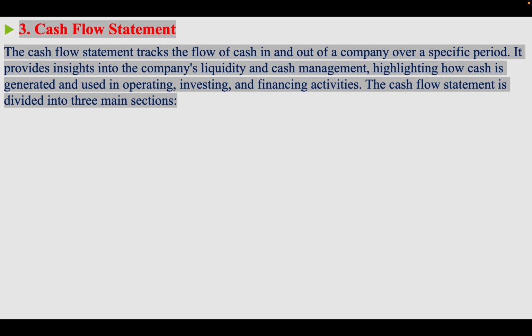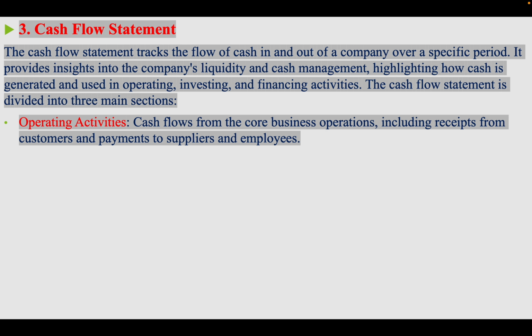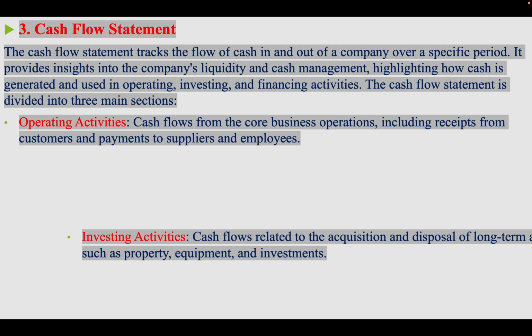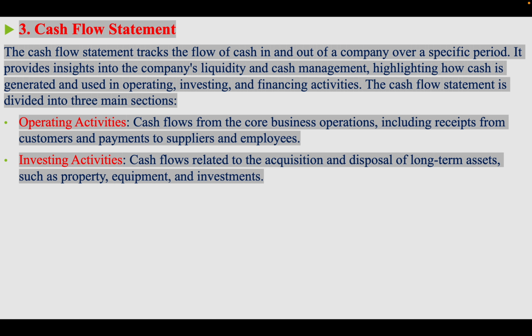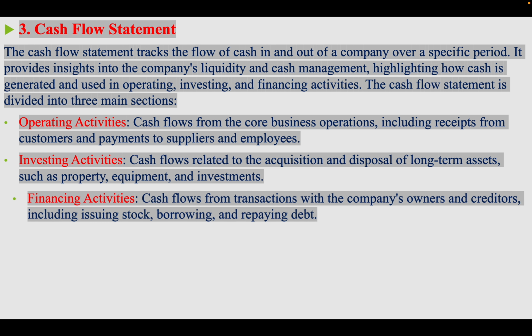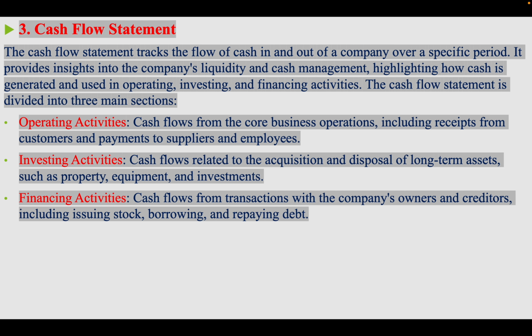Operating activities: cash flow from the core business operations, including receipts from customers and payments to suppliers and employees. Investing activities: cash flow related to the acquisition and disposal of long-term assets such as property, equipment, and investments. Financing activities: cash flow from transactions with the company's owners and creditors, including issuing stock, borrowing, and repaying debt.